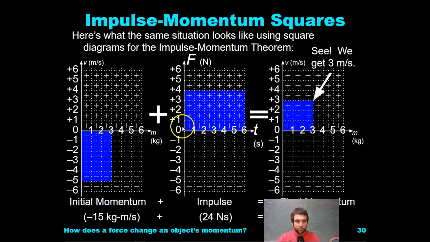We know the mass is 3 kilograms. It's got to get up to 9. So how do we get there?